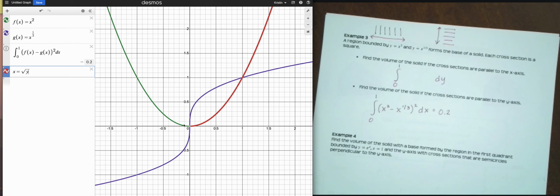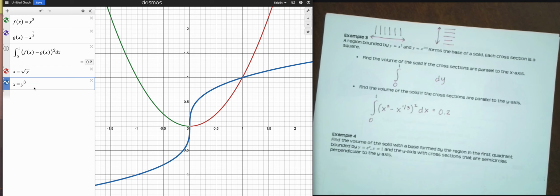But if I needed to use this side of the function, I would just have to do another one with a negative in front. And then if I have y equals x to the 1/3, and I solve that for y, that's going to be x equals y to the 3rd. Raise both sides to the power of 3. You'll notice that blue one just sits right on top of the purple one because they're the same function.